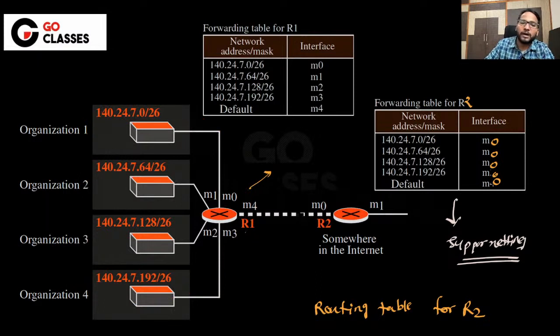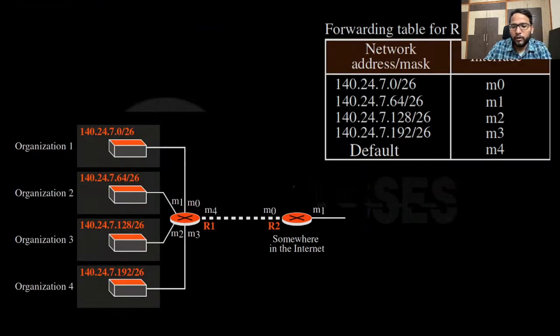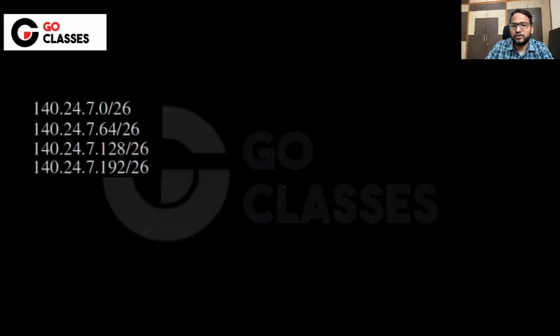With respect to R1, you can never do supernetting. Tell me, can you do the supernetting at R1? This is the routing table for R1. Let me know clearly. Obviously no, right? You can do the supernetting for R0 or for R2 only. For R1, you cannot do the supernetting. I hope that makes sense. Now, let's continue and see how to actually do the supernetting.